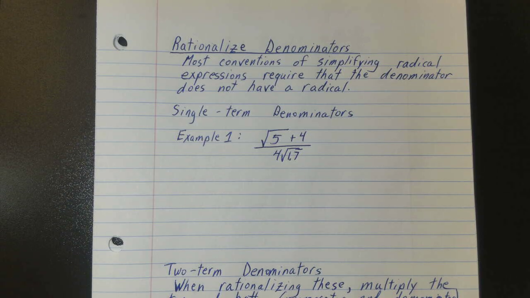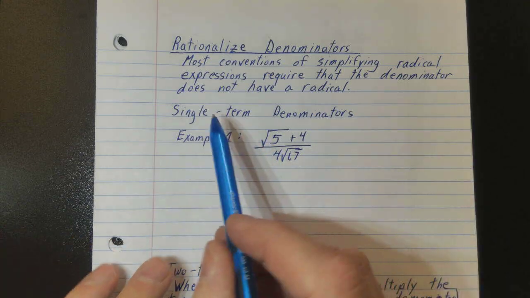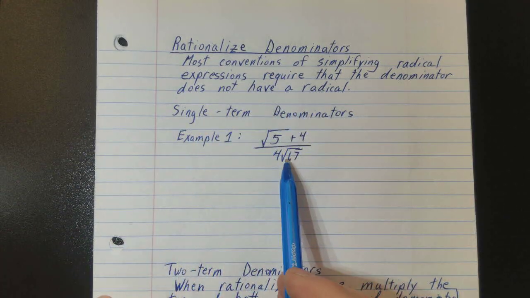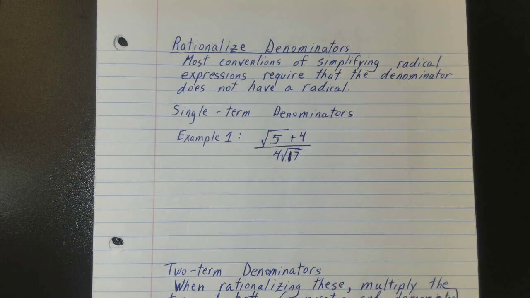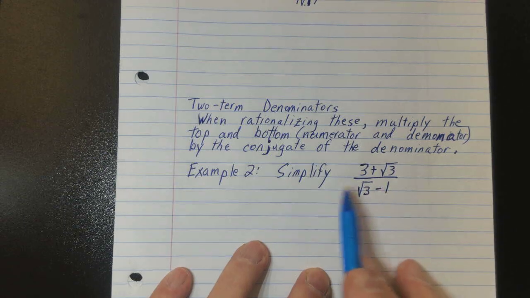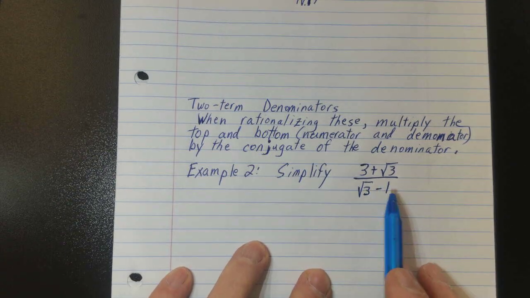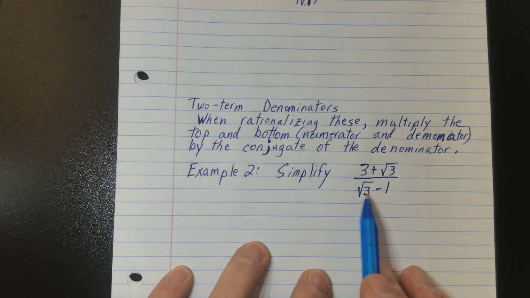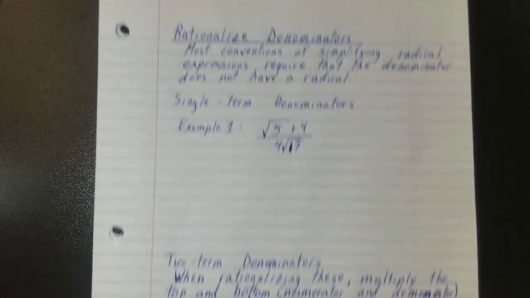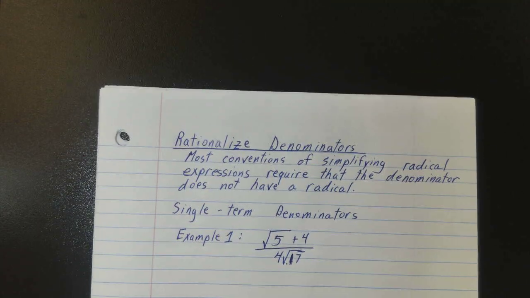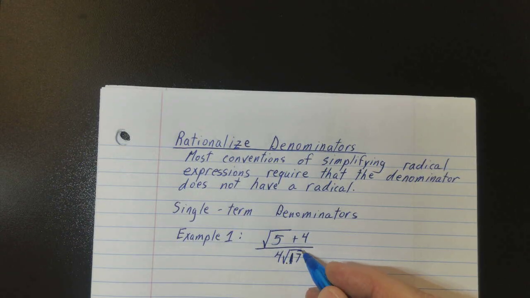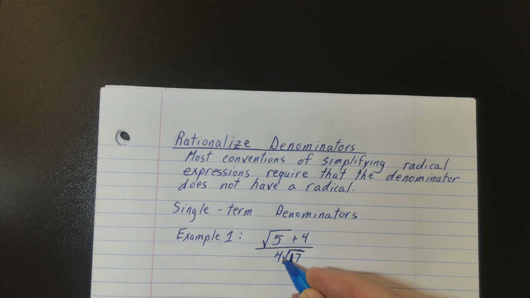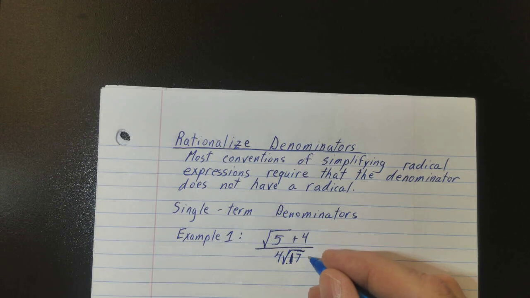So there's two kinds of problems here. The ones with single term denominators, and that's 17. And then there's ones with two-term denominators, or binomial kind of things going on there. So the single-term denominators, the real problem here is the square root of 17. And how can I get rid of the square root of 17? How can I get rid of the square root?